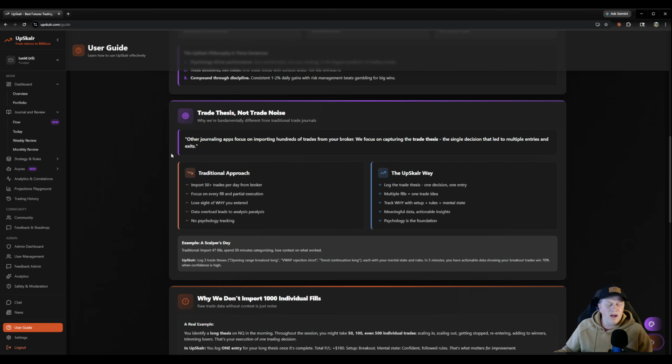So, I put in here other journaling apps focus on importing hundreds of trades from your broker, and that's true, right? Some journals really like to focus on every single execution, and maybe you want to go back and historically look at where every single execution landed on a chart. But UpSkalr is different, and I'm adamant about this. I am not changing my direction on this with the app. We are focused on capturing trade thesis, not every single trade, right?